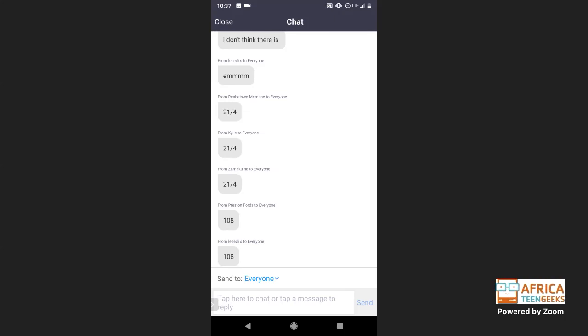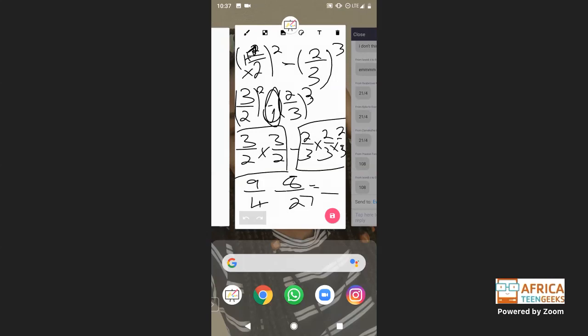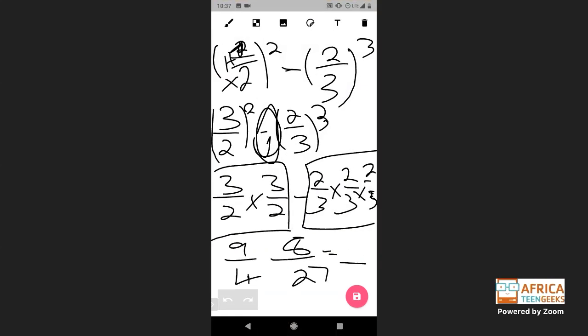Yes, our lowest common multiple for 4 and 27 is 108. Well done, everyone. Okay, let's have a clean slate so that you can get a full picture, guys. So we had 9 over 4 subtracting 8 over 27, and we had to get our lowest common multiple, which is 108.